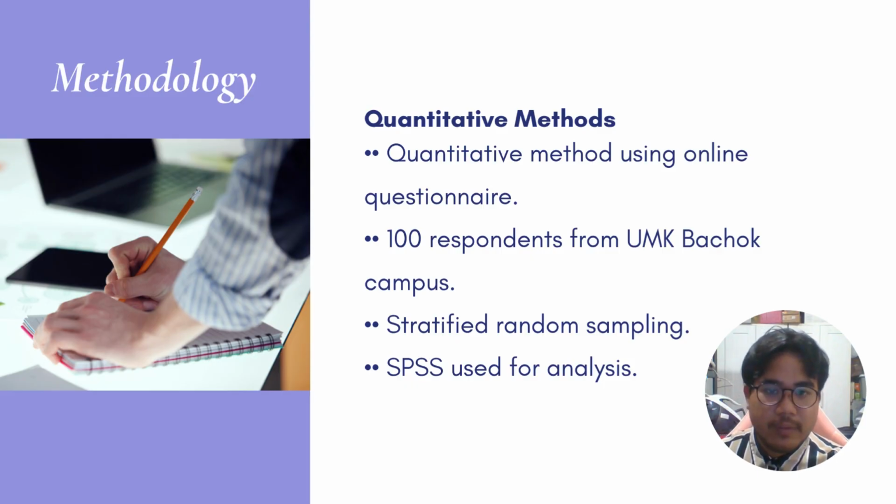So the methodology of this research is the quantitative method, using an online questionnaire through Google Forms, and there were 100 respondents from UMK Bachok through three faculties, which are FSE, FTKW, and FBI, which is further delved into their courses. FBI has three courses, FTKW has two courses, and FSE has two courses as well. And next is stratified random sampling, where we randomly take samples or respondents from each of these faculties, and we used SPSS to analyze these findings.